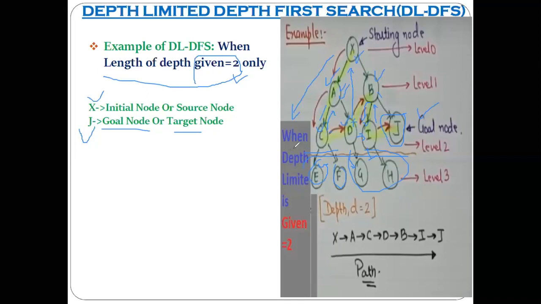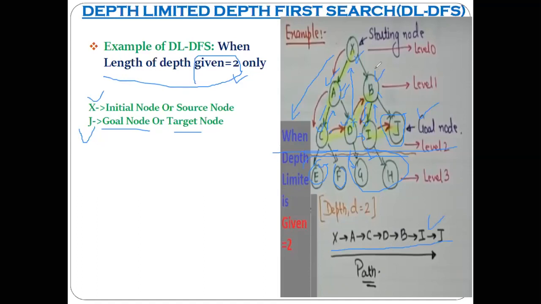That is one advantage we are finding here: you require less time when the goal node is within a given range, as we have discussed. Now, according to this, if our goal node is J, we should have the path like this: X, A, C, D, B, I, J.